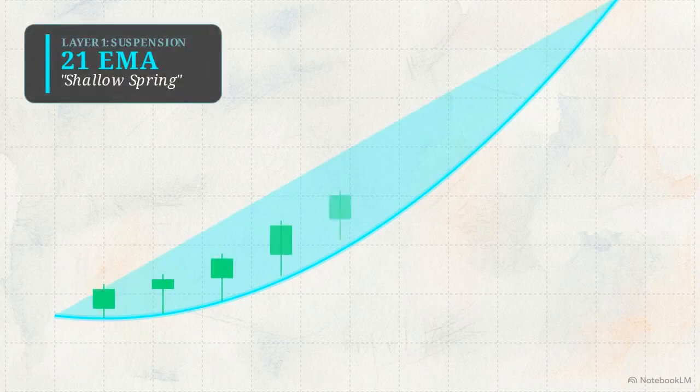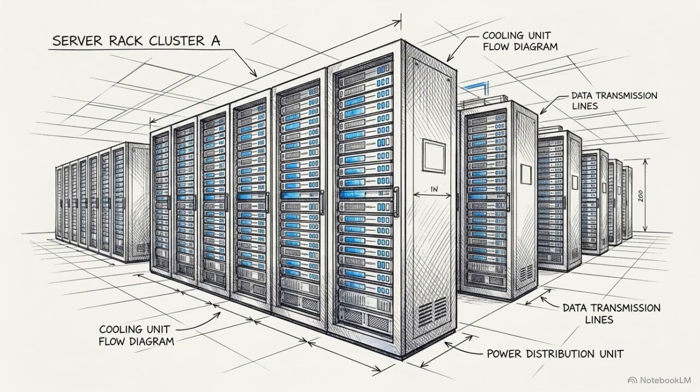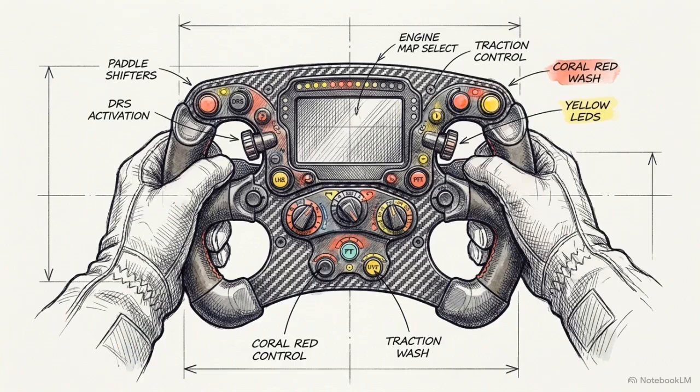We begin with the 21 EMA, the shallow spring. This is the first layer of the suspension system. This spring is active during hyper-aggressive trend days where institutional algorithms maintain maximum forward torque. In this environment, market makers prevent wholesale price expansion from escaping. The result is a series of shallow pullbacks that barely penetrate the topmost layer of the ribbon.